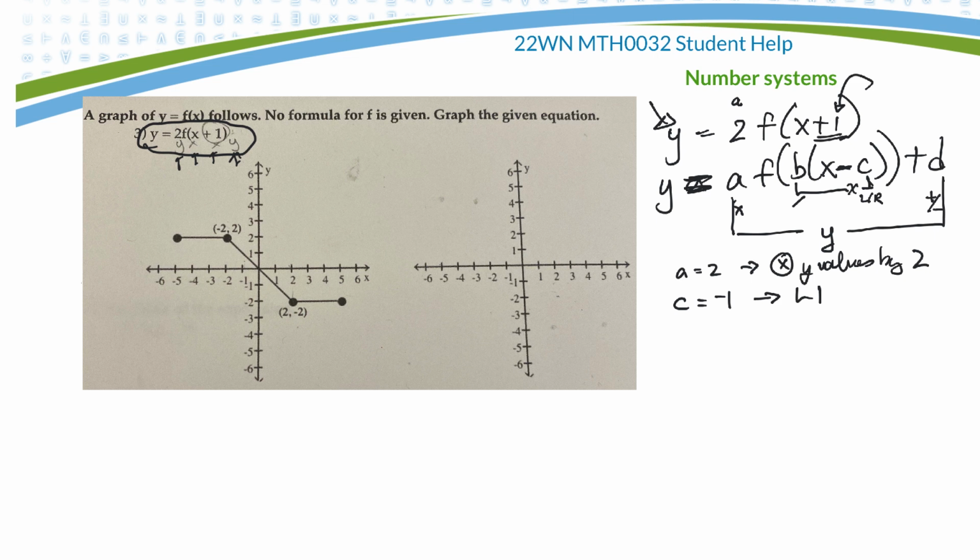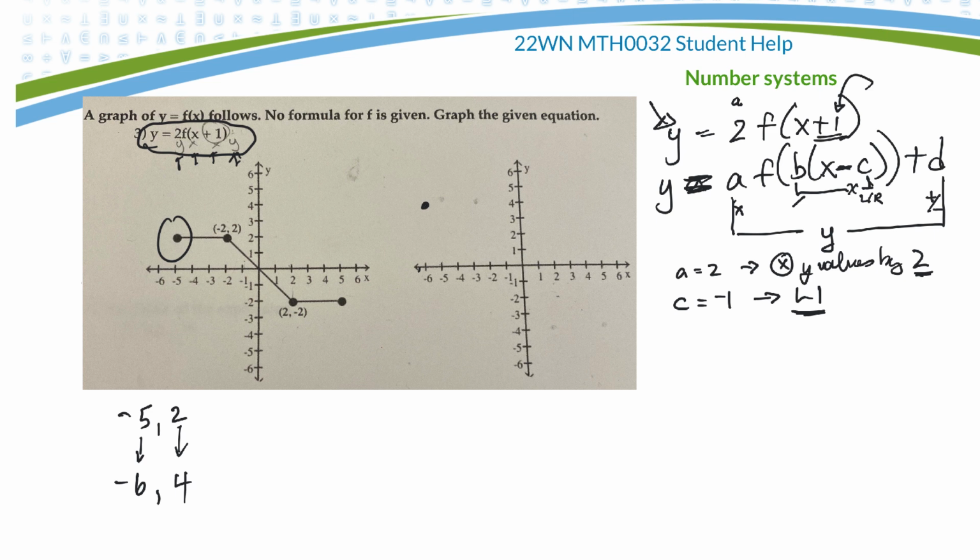Okay, so let's try some. So this point right there is minus 5 and 2. Okay, so if I want to transform that, I'm going to first move things left by 1. So if I move this left by 1, it's minus 5 already, left by 1, it'll turn out to be minus 6. And then if I multiply the y value by 2, this is 2, I times it by 2, I get 4. So my first point would be minus 6, 4.